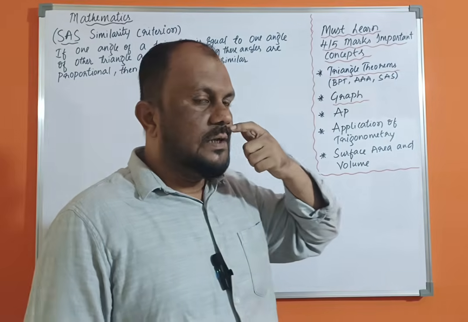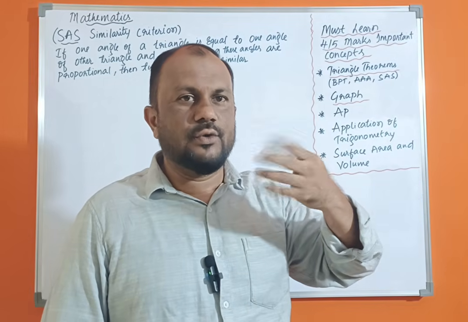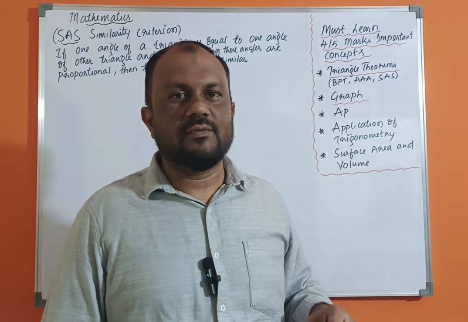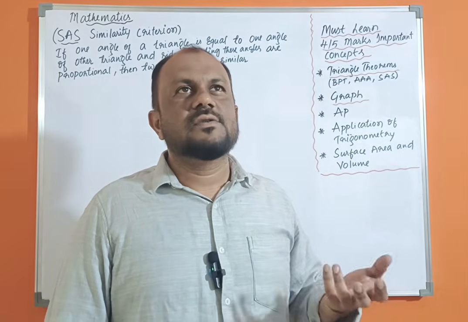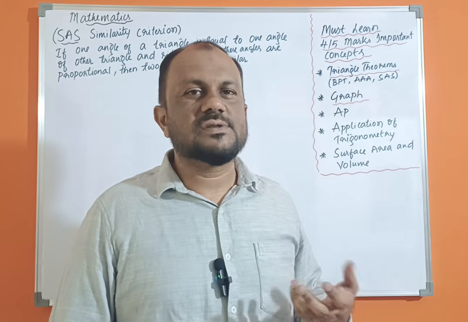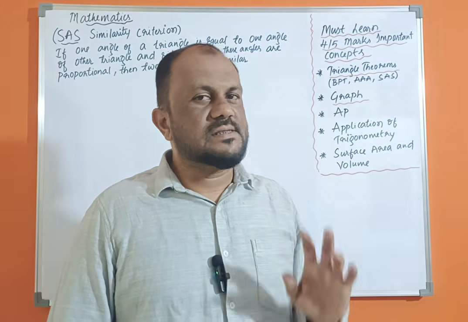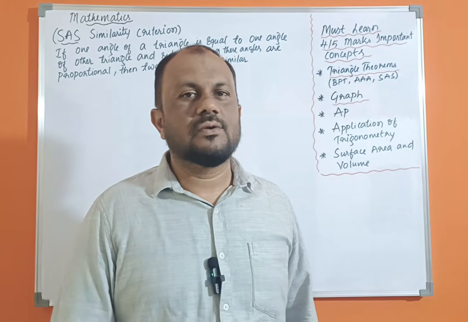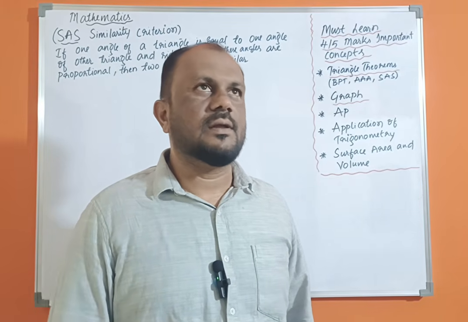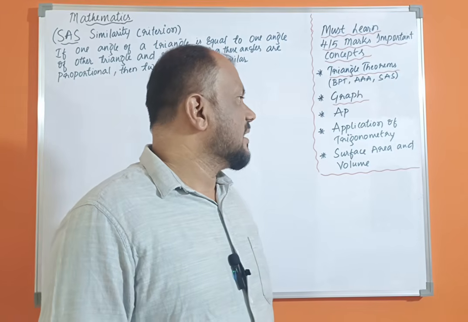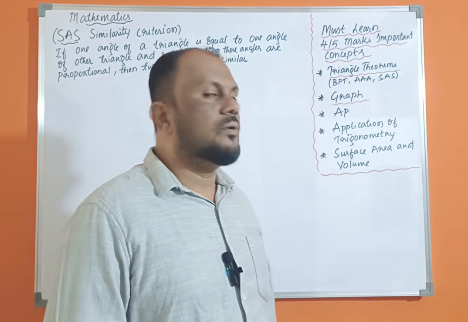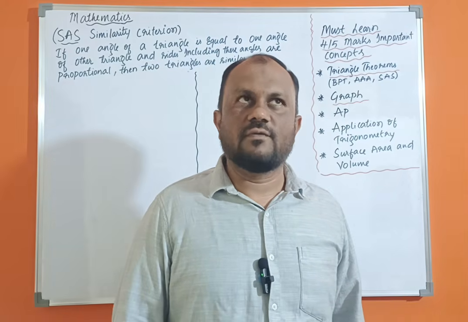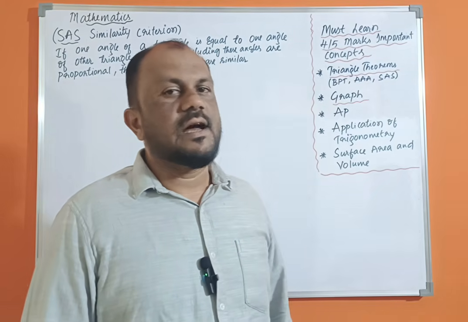Next part is the graph. The graph is also the easiest way to get 4 marks. After that we'll go to AP. Every year there are some application level sums of AP; if you see the previous year question papers, a new sum will be there. We'll discuss some similar sums, and after that, application of trigonometry. This will also be a new application level sum. And the last one is surface area and volume, which I think will be asked for the 5 marks. So let us start one by one.